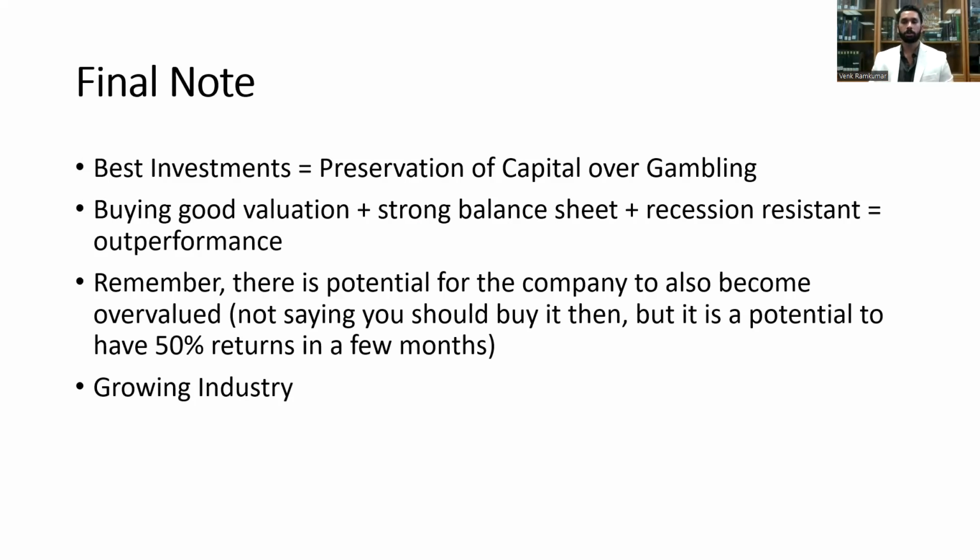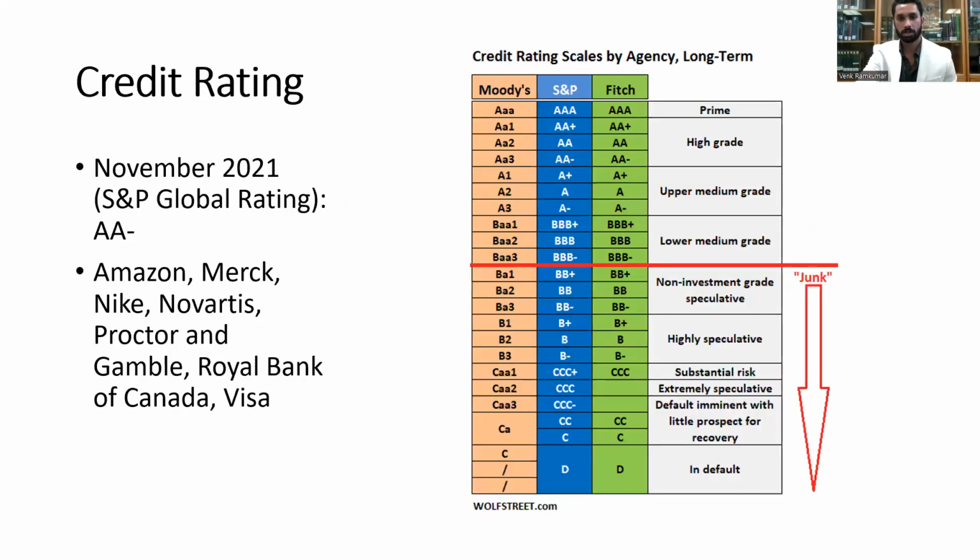If you buy a company at a good valuation, like we talked about, with a strong balance sheet that's recession resistant at a good price, you're probably going to get outperformance, okay, of the S&P 500. Remember, there's a potential for a company like Cisco to also become overvalued. I'm not saying you should buy it then, but it's a potential to have 50% returns in a few months. Why do I say that, guys?